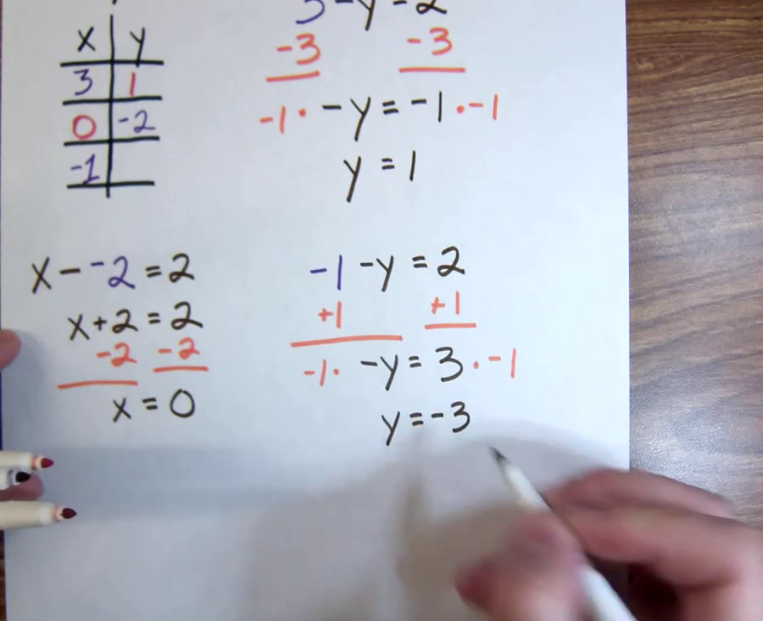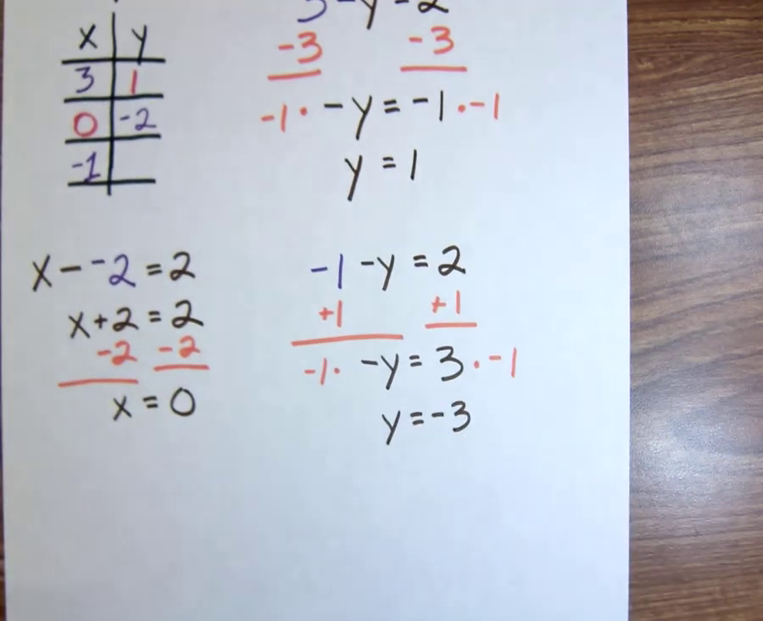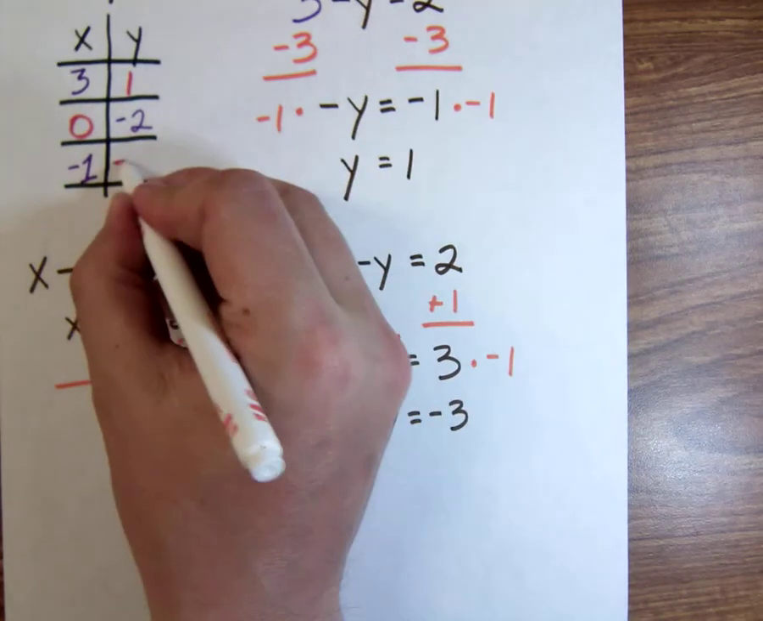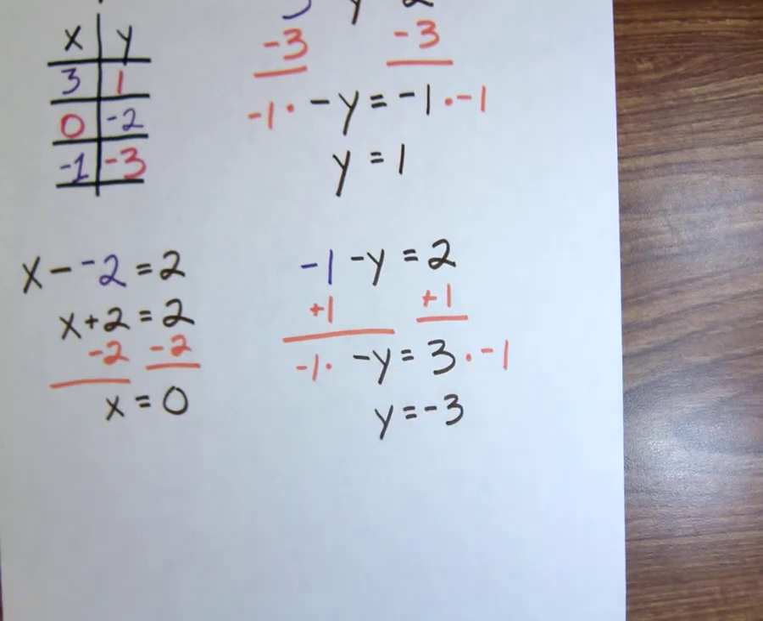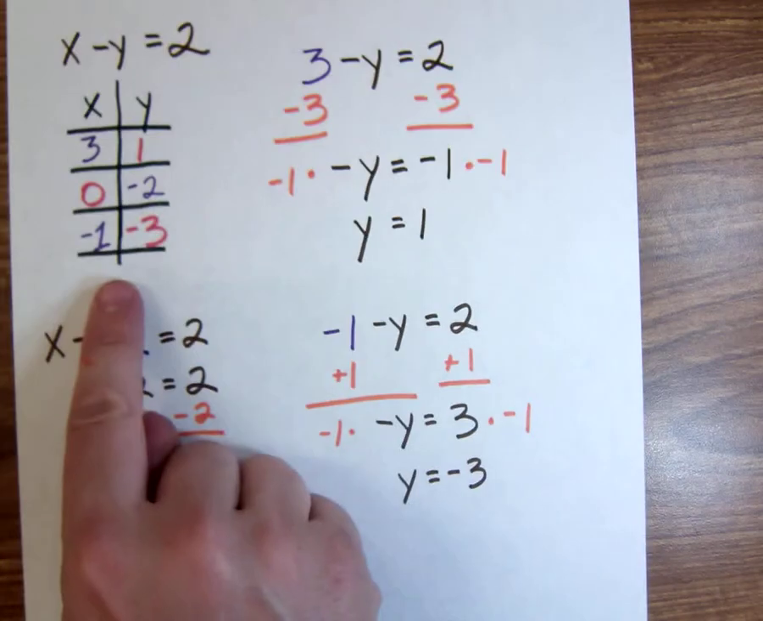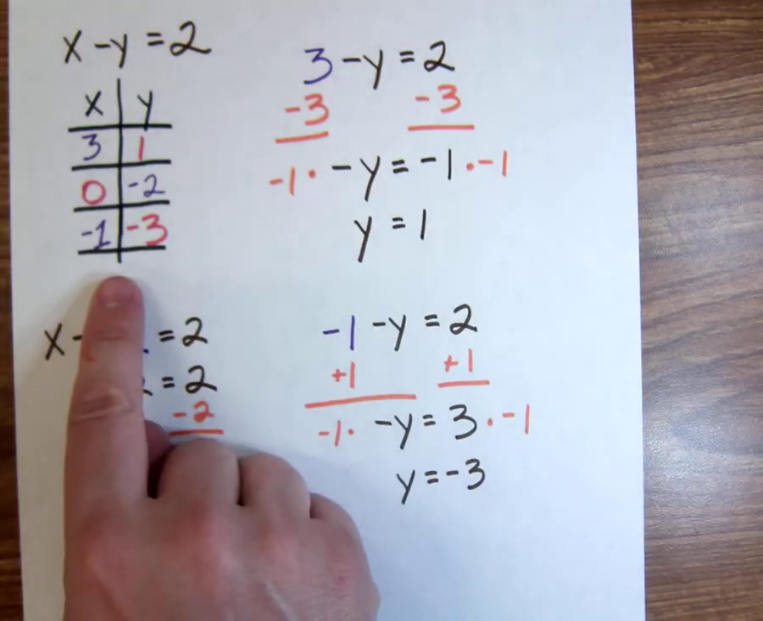Times -1, does that mean you're doing that with the y being negative? Yes, I'm multiplying by -1 because the y was negative. If the y was positive, I would just stop. Right, it's because -y times -1 is positive y. But if I multiplied the left side by -1, I have to also multiply the right side by -1. Okay. So now we've got 3 points. Here they are. We've got 3 ordered pairs.